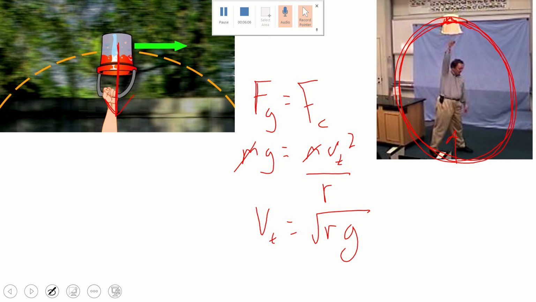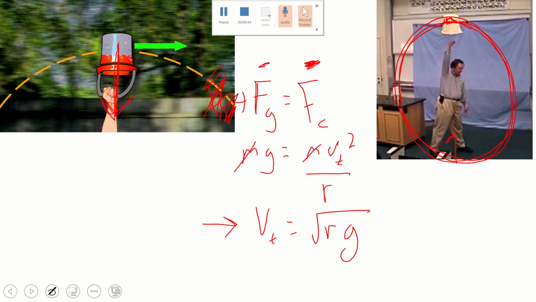You can go faster than that, and the water will still be stuck, because the force of gravity can be kind of supplemented by a normal force. But when there is no normal force, that is the minimum speed that we must go. Because if the minimum centripetal force needed winds up being lower than the force of gravity, the object's going to fall out. The water, the person, the rider, whatever that may be.